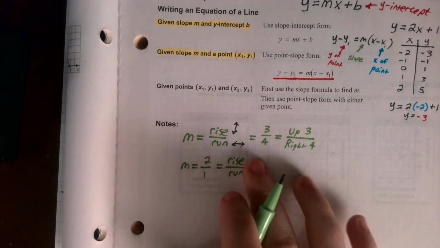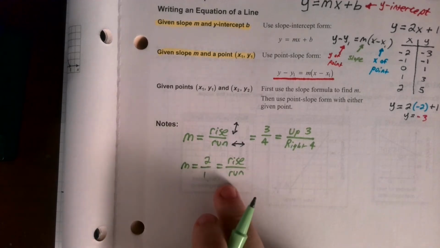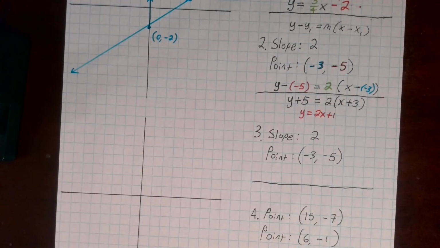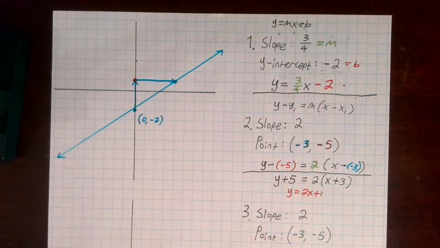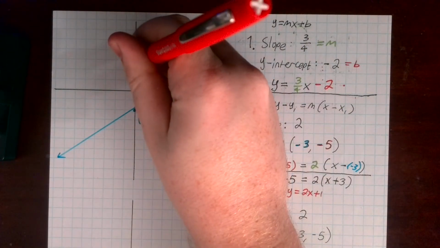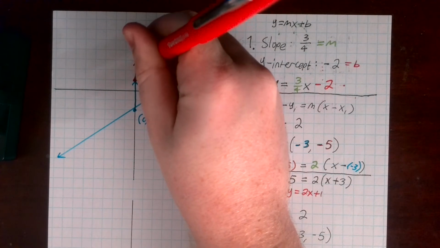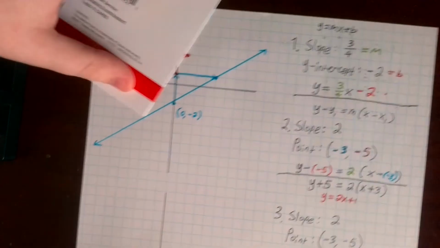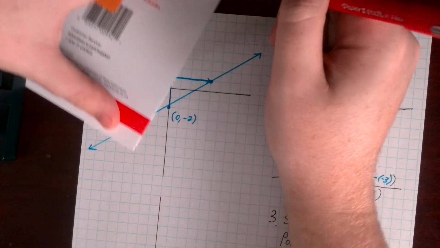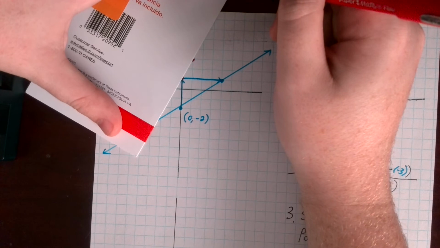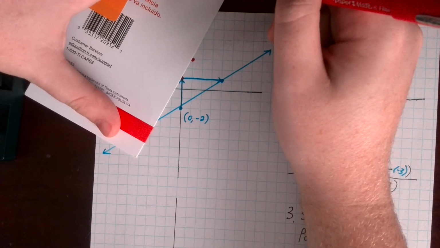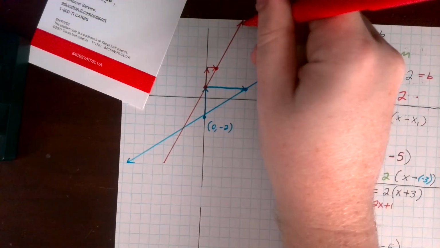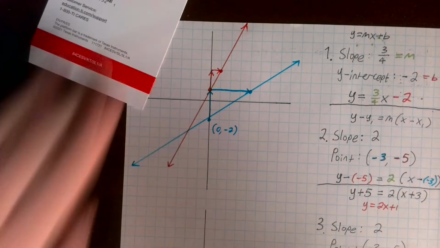Our rise is 2, meaning going up 2. Our run is 1, meaning we go right 1. Up 2 and right 1 are the directions for this line. So, starting at our y-intercept, we go up 2 and right 1 and put another dot. That's the second point in our line. All we need to do from here is just connect them up. So we line up our straight edge. There we go, that looks about right. And we connect. That there is the line y equals 2x plus 1, the red.